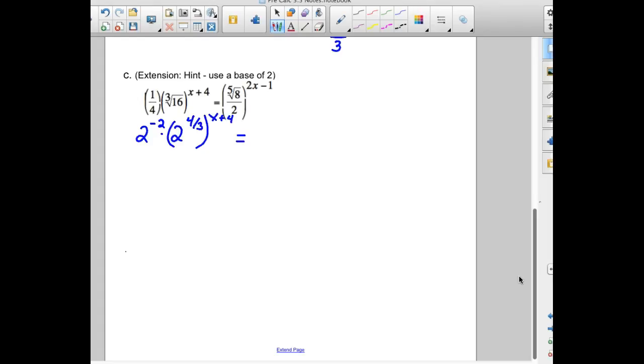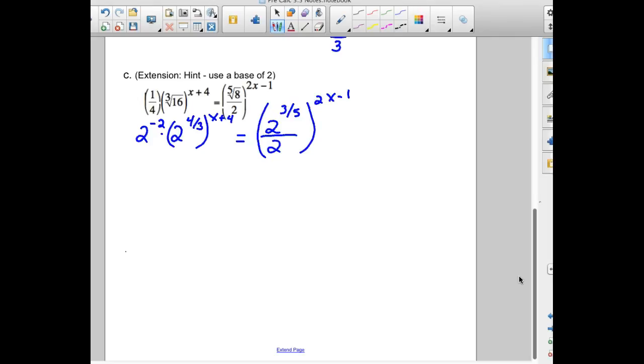On the other side, we have an 8, which would be 2 cubed, and it's being 5th rooted. So we have 2 to the 3/5 power divided by a 2. All of that is to a 2x minus 1 power.